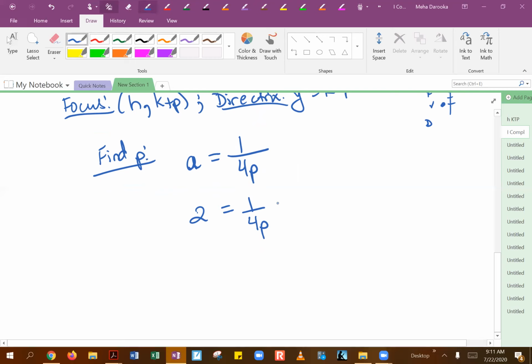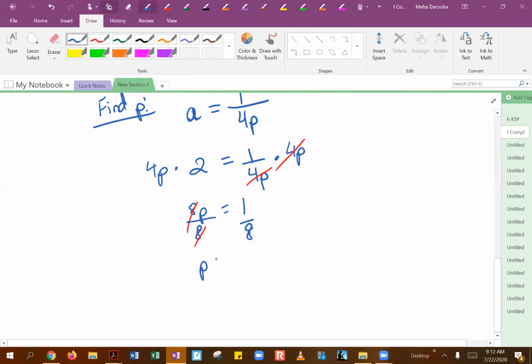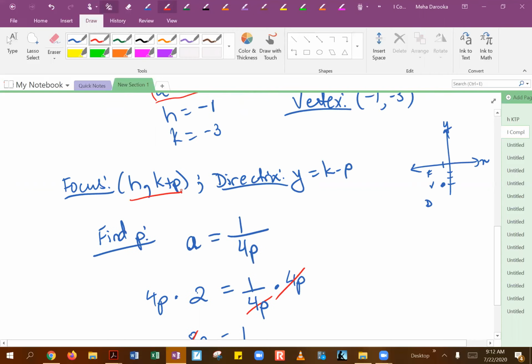So what's going to happen here is you would multiply both sides by 4p, because, of course, we want to get it out of the denominator first. So 4 times 2 will give us 8p = 1. And then, of course, to get p by itself, we would divide both sides by 8. So as you can see, we end up getting p = 1/8. All right, now that you have found the p value, all you have to do is put it into these two different formulas to come up with the focus and the directrix.